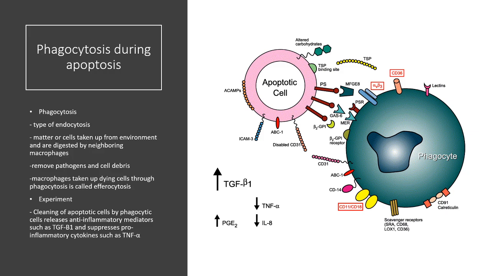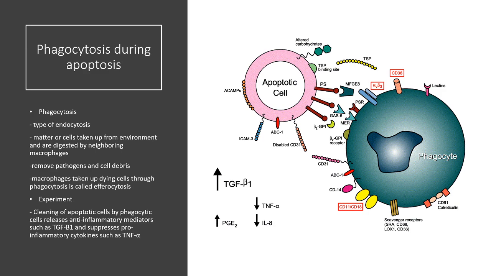Another hallmark of apoptosis would be phagocytosis. Phagocytosis is a type of endocytosis, where matter or other cells are taken up from the environment and get digested by neighboring macrophages. These macrophages help remove pathogens and cell debris such as apoptotic cells. When macrophages take up dying cells through phagocytosis, this process is called efferocytosis.